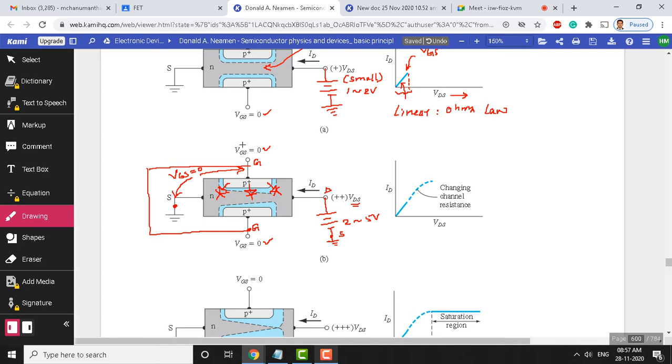Because the condition here is gate source voltage is maintained at 0 and drain source voltage is increased. Okay, it's not small, it's increased. So you have seen here drain source voltage has increased. Look at this particular diode. Already this P region, the P plus region, is maintained at 0 volts.